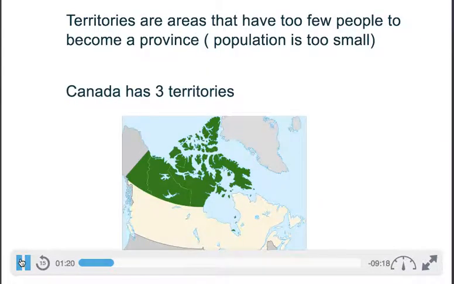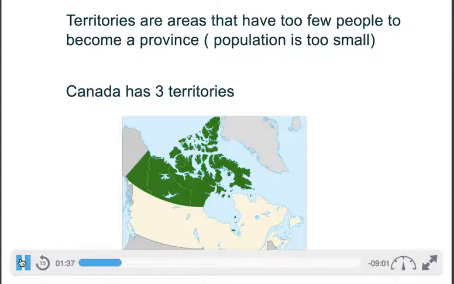Now, what are territories? So we looked at provinces. Let's take a look at territories. Territories are areas that have too few people to become a province. So in other words, this means that their population is way too small to be considered a province.